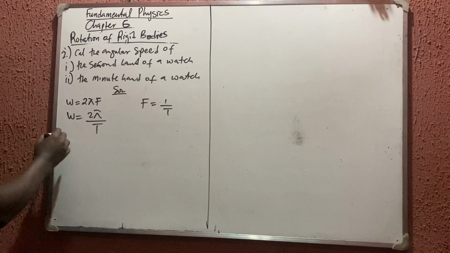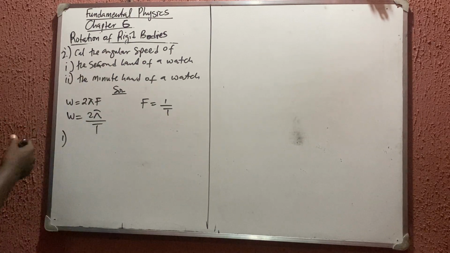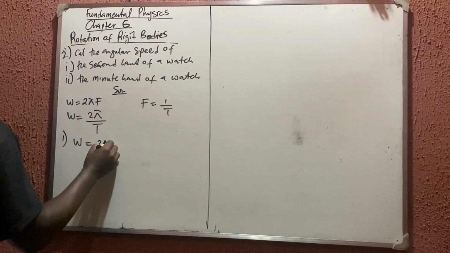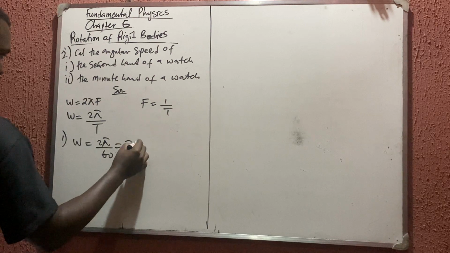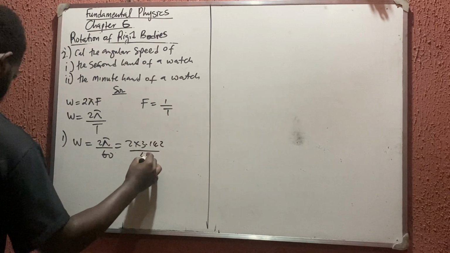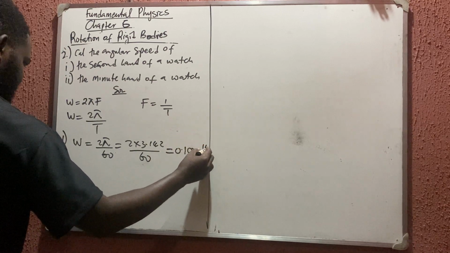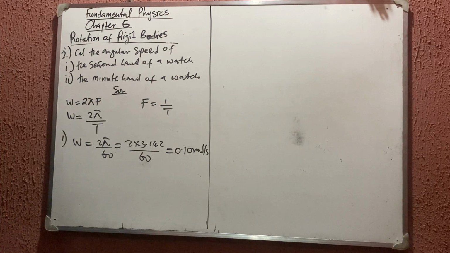Now the first question said the second hand of a watch. The second hand of a watch means that t is going to be 60. So W is equal to 2 pi over 60, which is 2 times 3.142 divided by 60. If you do that, you get 0.10 rad per sec. So you can calculate that: 3.142 times 2 divided by 60.